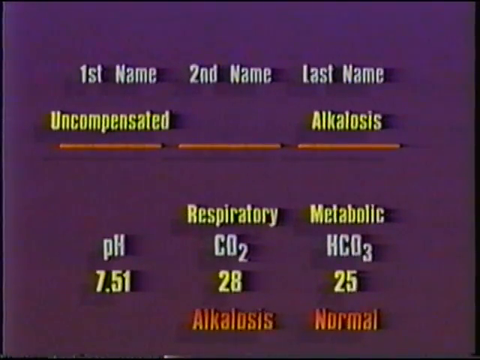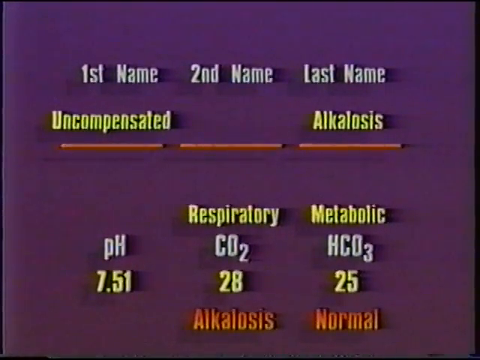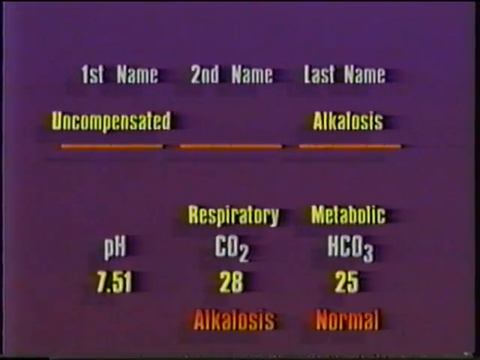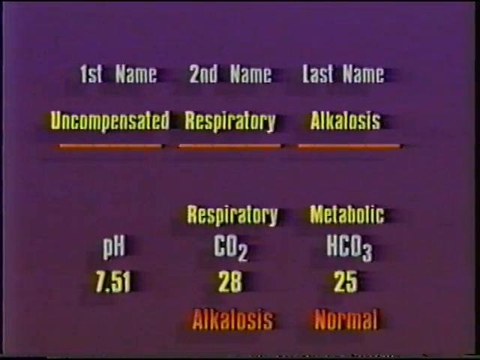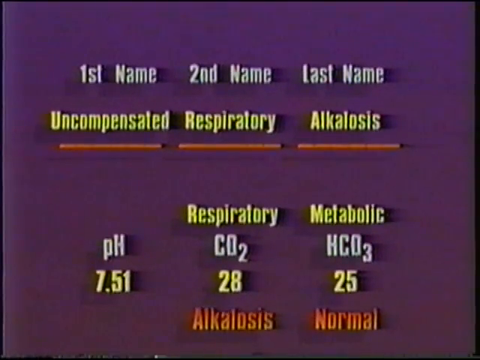Refer back to the baby's last name. What is it? It is alkalosis. Who is the baby's father? Remember, the father of the baby will have the same last name as the baby. Where do you find alkalosis, under CO2 or HCO3? Right, under CO2, which is respiratory. Fill in respiratory under the baby's middle name. So the baby's full name is uncompensated respiratory alkalosis. Let's keep going. It's fun to name these babies.